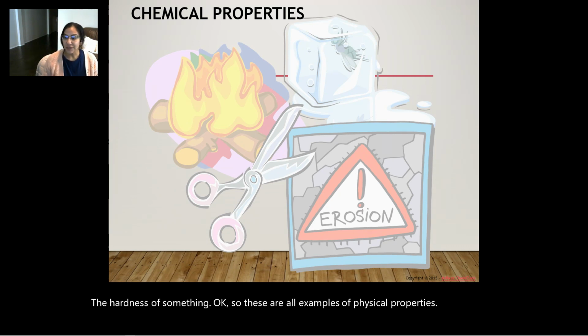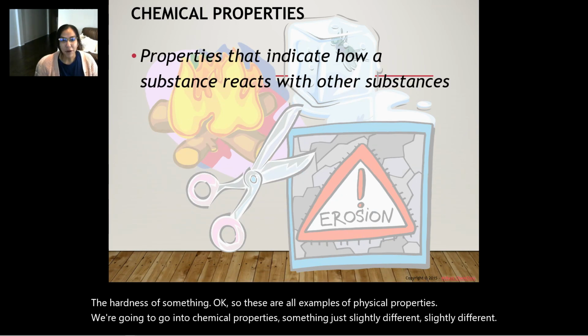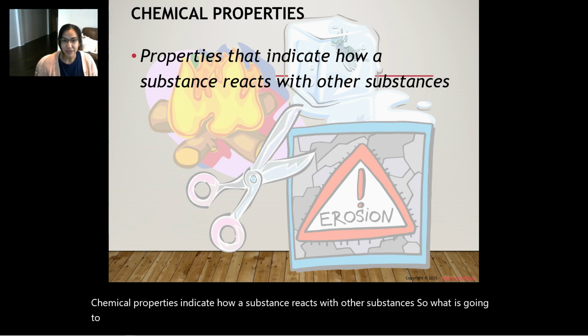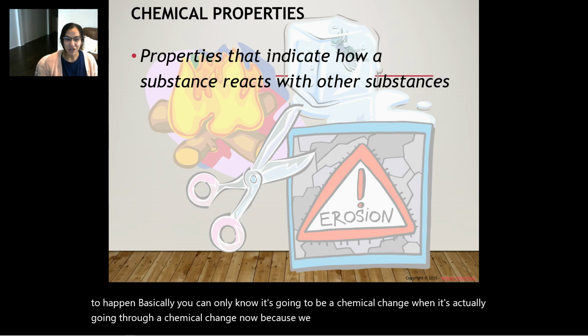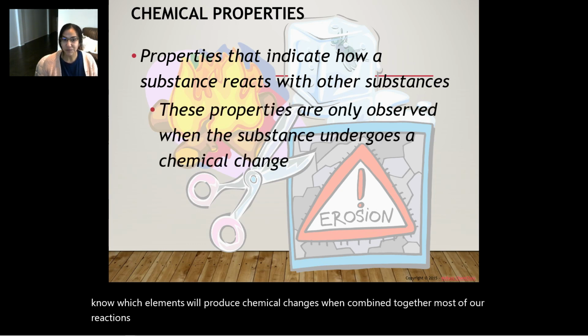Now we're going to go into chemical properties, something just slightly different. Chemical properties indicate how a substance reacts with other substances. So what is going to happen, basically? You can only know it's going to be a chemical change when it's actually going through a chemical change. Now, because we've collected data for such a long time, we know which elements will produce chemical changes when combined together. Most of our reactions are chemical changes.